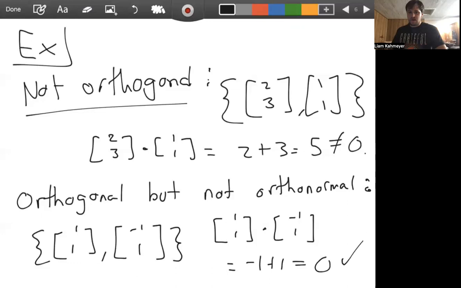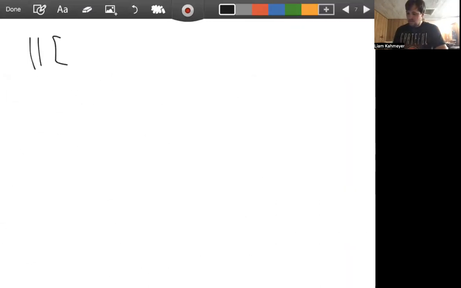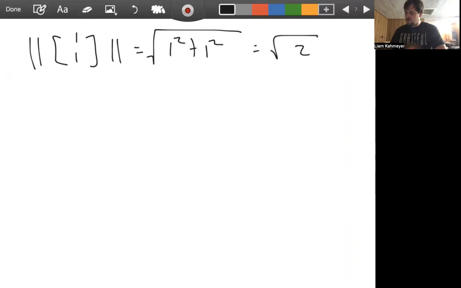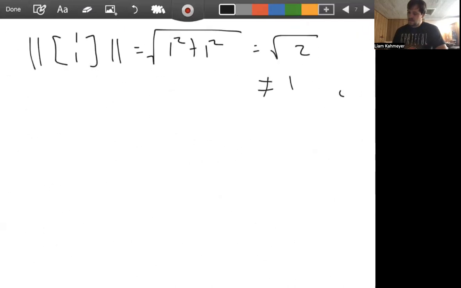That gives orthogonality. But if you take the magnitude of (1, 1), you get the square root of 1 squared plus 1 squared, which is root 2, which is not 1, right? So this is an example of a set of vectors that's orthogonal, but not orthonormal. Let's find an example that's orthonormal.